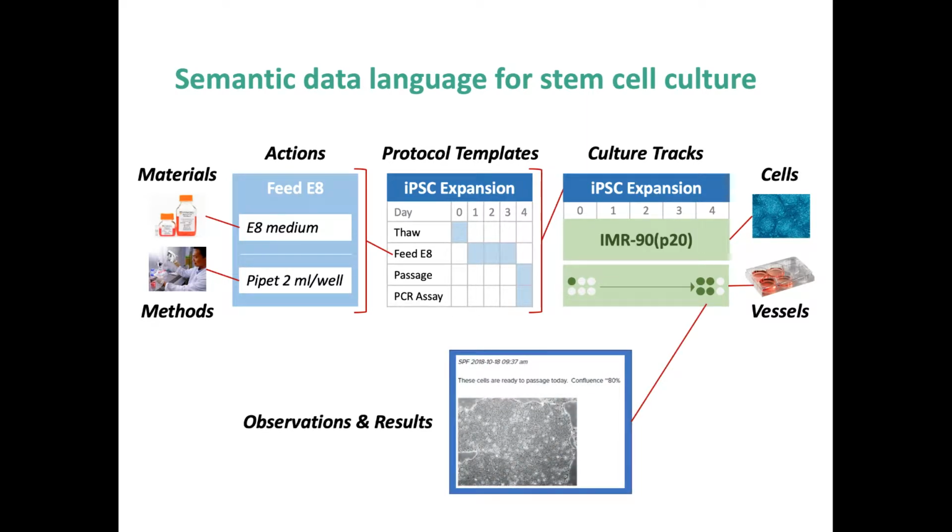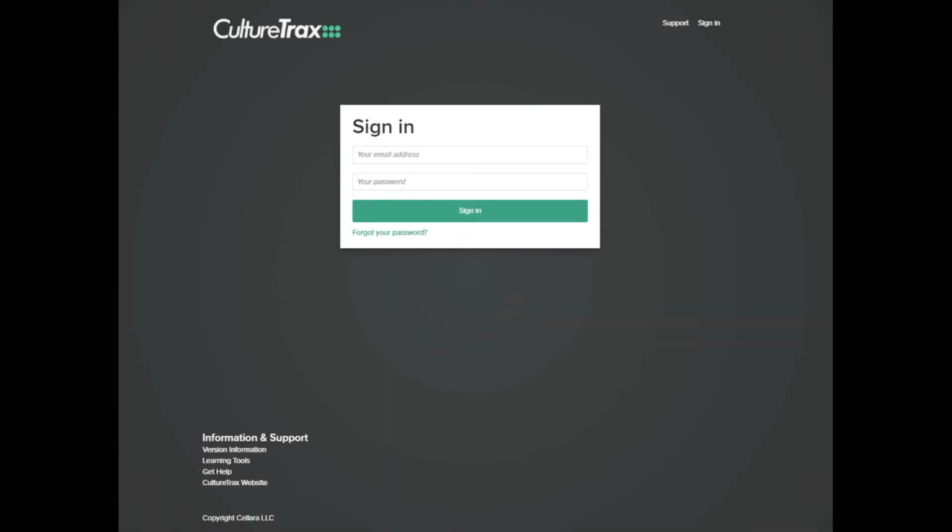I can also record observations and results and attach those to any of the data objects within this ongoing track of my culture. For example, here, when I'm ready to passage the cells on day 4, I've attached a photomicrograph and a recording of the confluence of the cells, indicating they were ready to passage. I can also, when I run the PCR assay in this case, attach the PCR results to that same day in the CultureTrax. Now let's look at the CultureTrax platform itself.